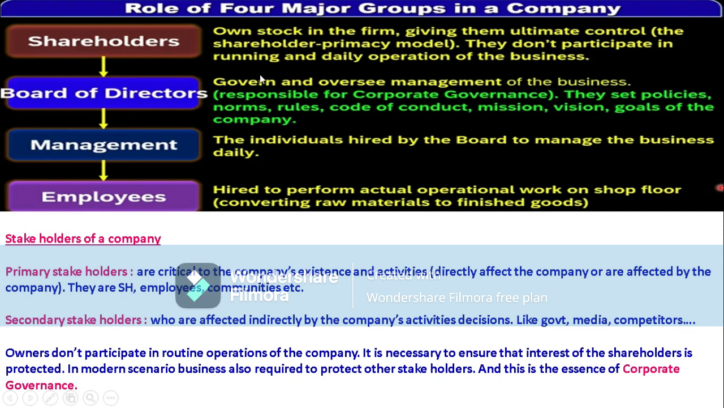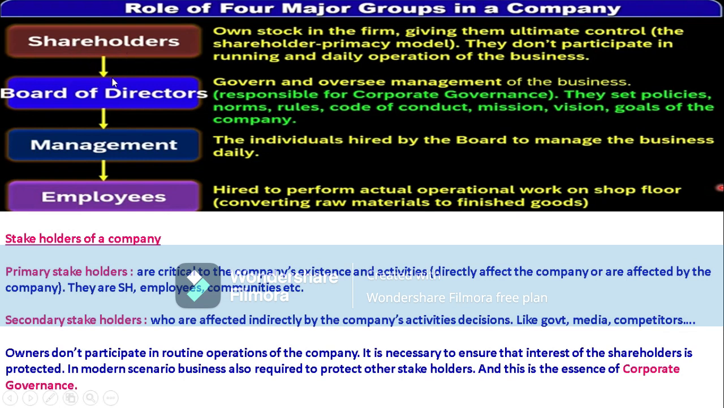They don't participate in running the daily operations of the business. We all know that we may purchase the shares and be the owners of the company, but in the day-to-day activities of an organization we will not be involved. We just have voting rights. We will elect the directors of the company, but we cannot get involved in the daily business activities. So for that purpose, shareholders appoint the board of directors. So the first major group is shareholders.